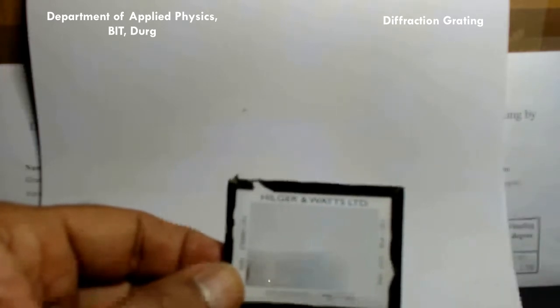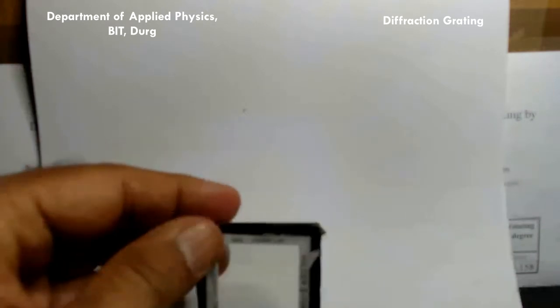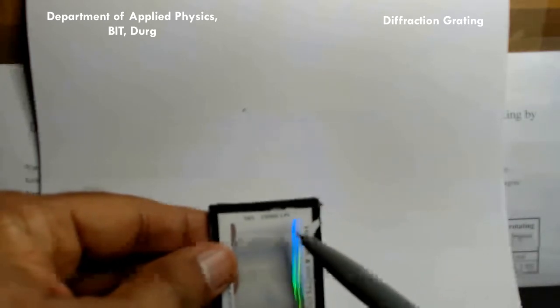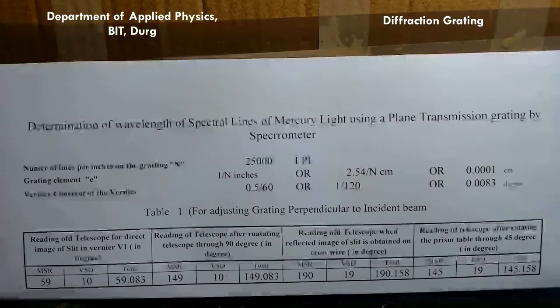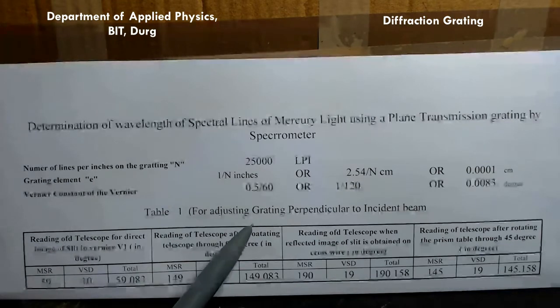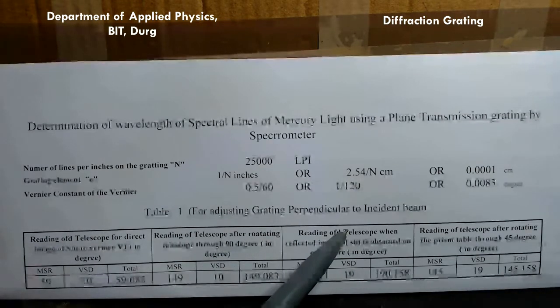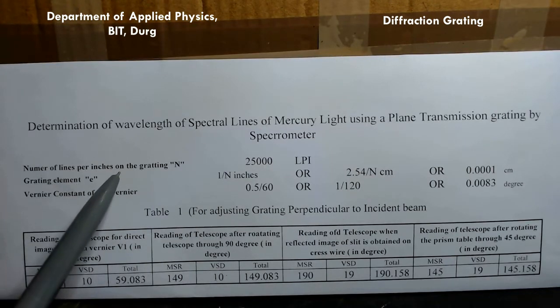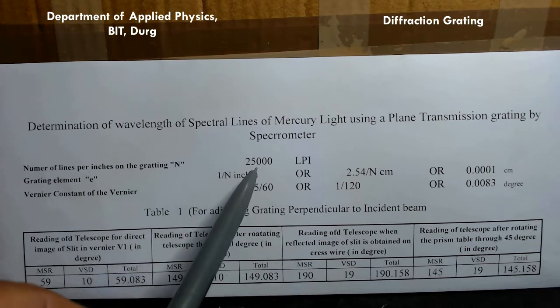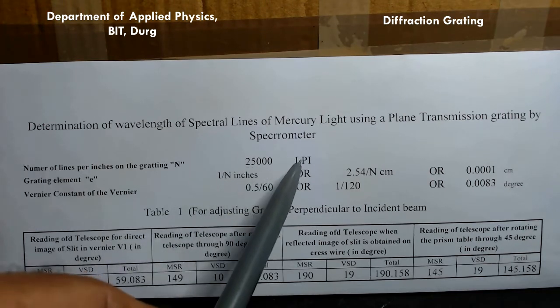This is one more observation which we had to take, that is the parameter of this grating, and the parameter of the grating is how many lines per inch, and the value is given here, that is 25,000 lines per inch. Next is the reading for adjusting the grating perpendicular to the incident beam. Many other things we have taken, the number of lines per inch on the grating. As I have shown you, it is 25,000 lines per inch.